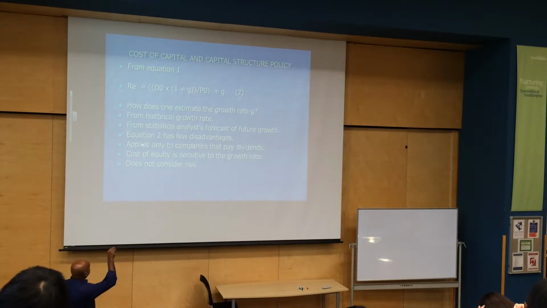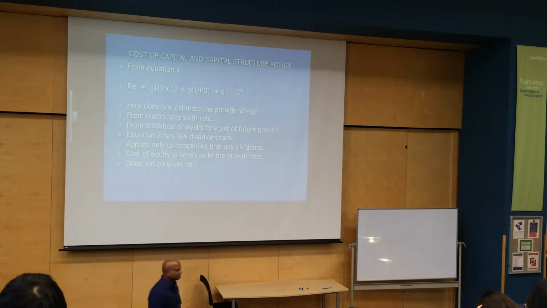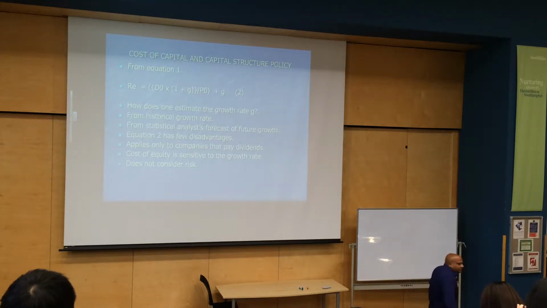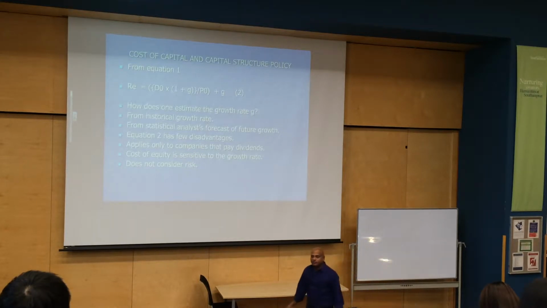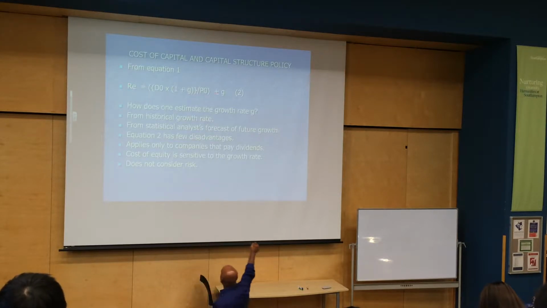So it applies to the company that pays dividends. If that's 0, then this drops out and we have R is equal to G. Does not take into consideration risk at all. How can you have return without risk? Return depends upon risk. There is no measure of risk anywhere. Return and risk are two sides of the coin. You got to play with return, you got to play with risk.